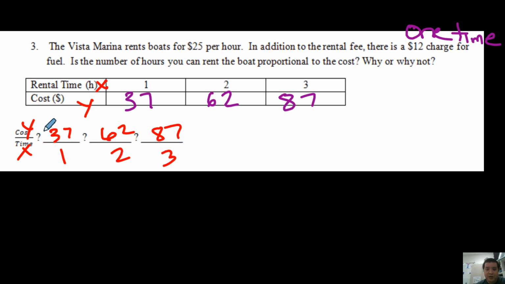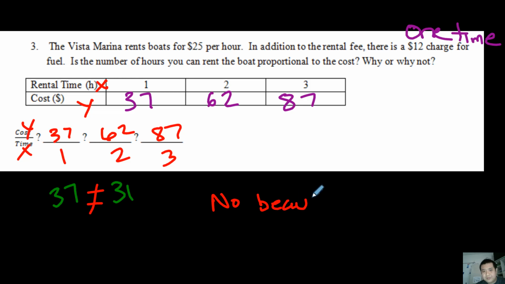So we need to do division. 37 divided by 1 is still 37. 62 divided by 2 is 31. Oh, these are not equal. So therefore, this is not a proportional relationship. No, because the ratio changes.